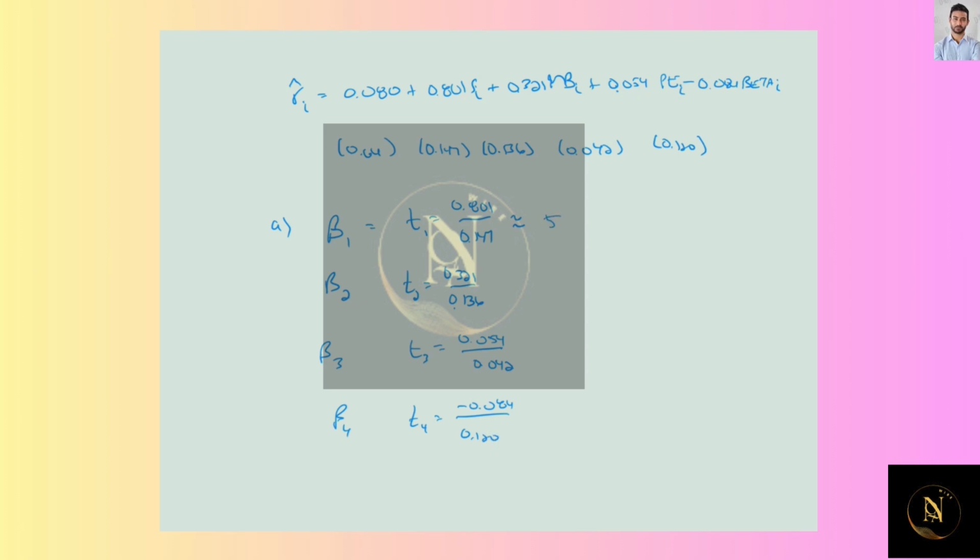And so we get about 5.45, 2.36, 1.29, and negative 0.70.